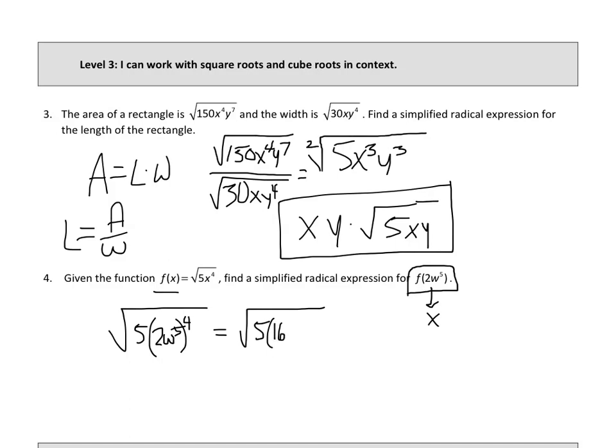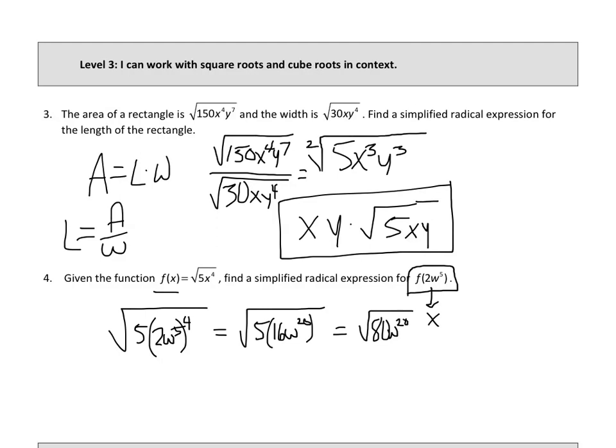And then, so what that really means is that's 5 times 16, because 2 to the 4th is 16. Normal numbers do normal things. And then you multiply the exponents, so w to the 20th power. And then when you do 5 times 16, you really get 80 w to the 20th.